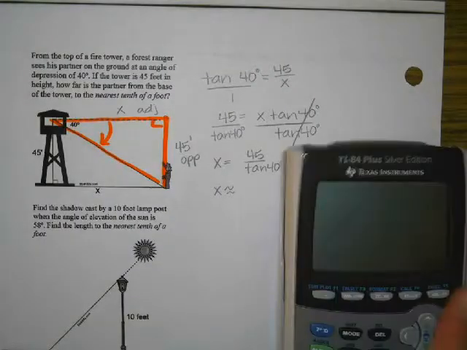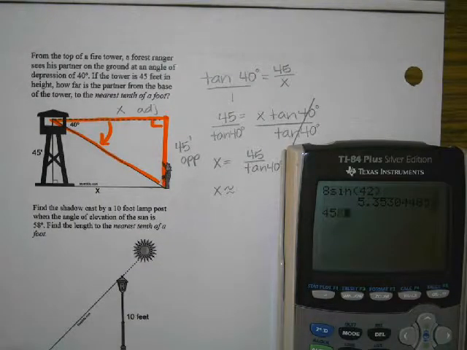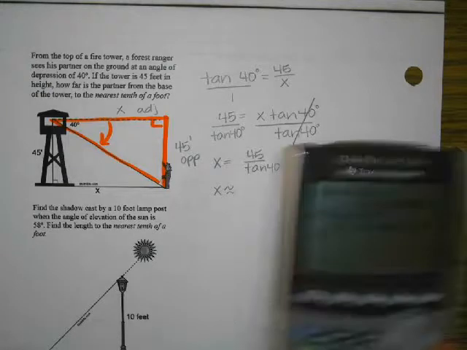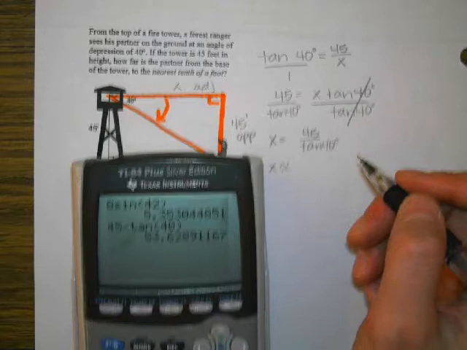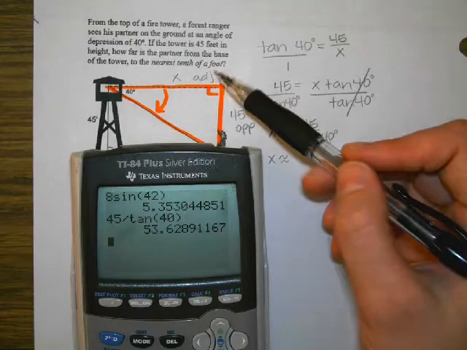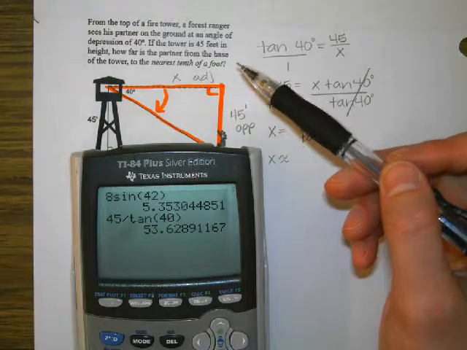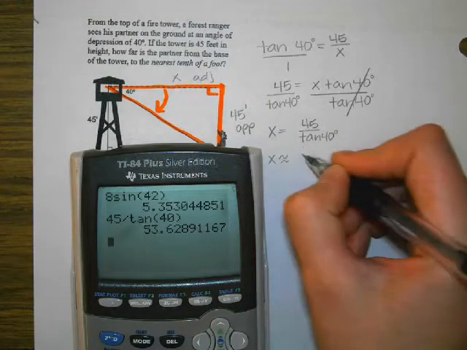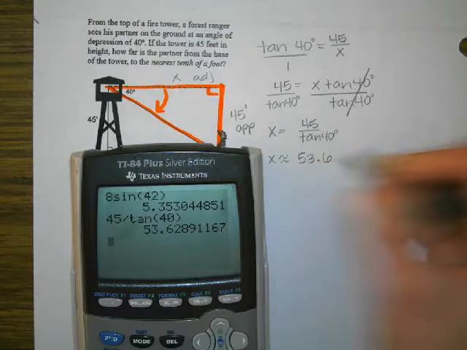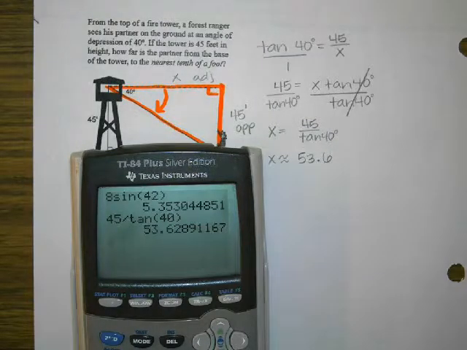And then our approximate answer... I'm guessing it's 53.6. Well, it says it wants you to round to the nearest tenth of a foot. So it's 53.6. A tenth, all of these have said a tenth. A tenth is one decimal place. All right?